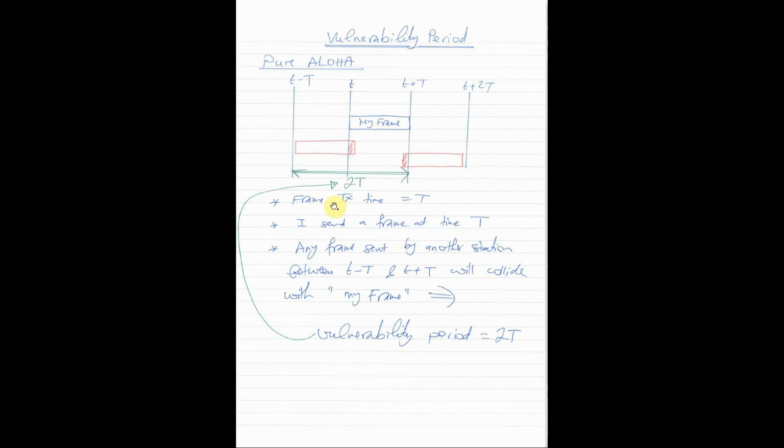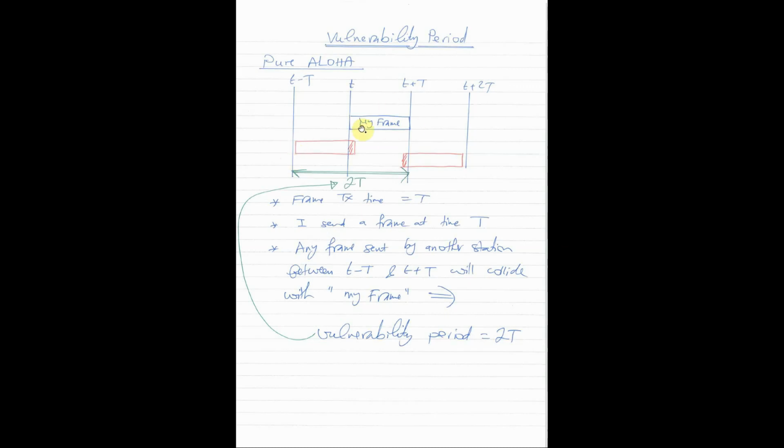And because we assume that all frames have a delay of capital T, it means that my frame will exist on the channel. This is a timing diagram. So you can assume that we have an axis here representing time. So different things happening at different times. I start sending my frame at time little t, which means my frame will exist on the channel until t plus capital T. Now, let's consider other stations and other transmissions.